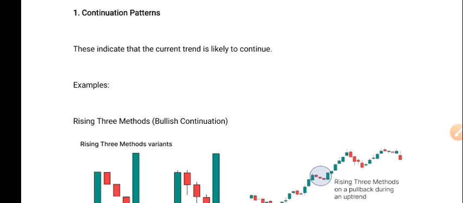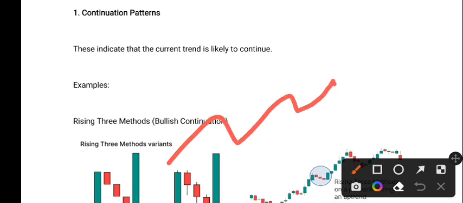First, the continuation patterns indicate that the current trend is likely to continue. That is, if it is an uptrend, when you see this continuation candlestick pattern, price will continue going up. So that's why it's a continuation.